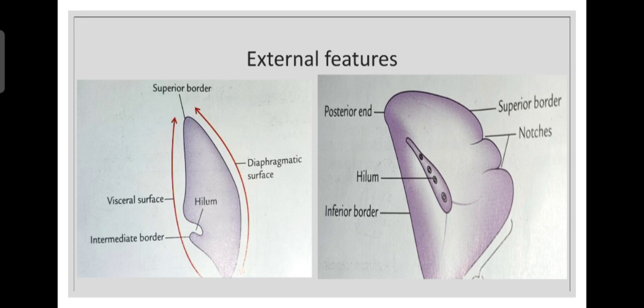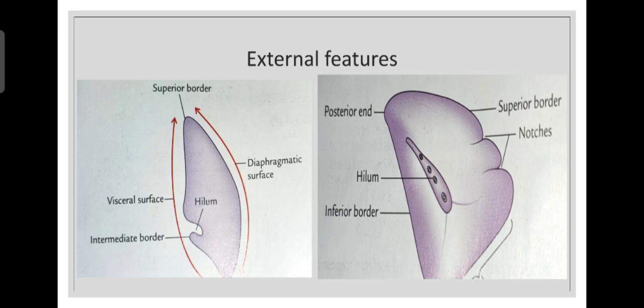See, first we see about the ends. This is the anterior end and this is the posterior end. Anterior end is broad and is more like a border. It is directed downwards and forwards and is present on the leftmost aspect. It is related in front with the left colic flexure, which gives an impression here.